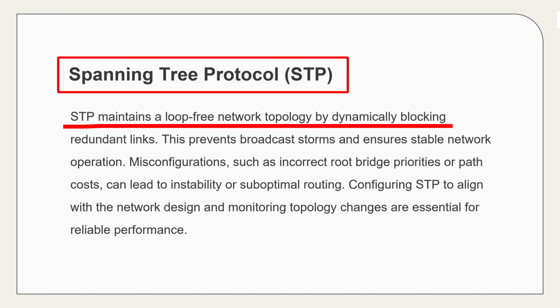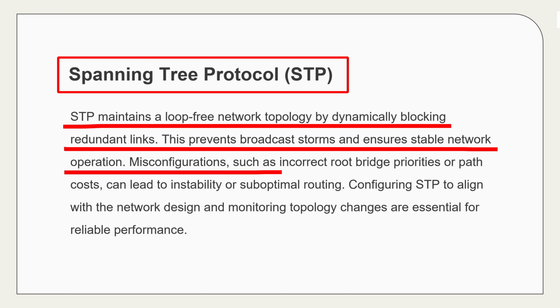STP prevents network loops by blocking redundant paths. If it's misconfigured, you'll see instability or poor routing. Make sure root bridge settings and path priorities match your design.